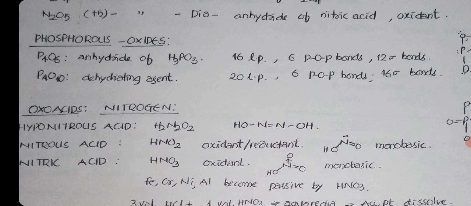P4O6 has a structure with 4 corners of a tetrahedron occupied by phosphorus. There are no phosphorus-phosphorus bonds. All bonds are P-O-P bonds only. There are 6 P-O-P bonds and 12 sigma bonds and 16 lone pairs in P4O6. When you see P4O10, that contains 20 lone pairs and there are 6 P-O-P bonds. All phosphorus atoms are at the corners of the tetrahedron. There is no direct P-P bond.